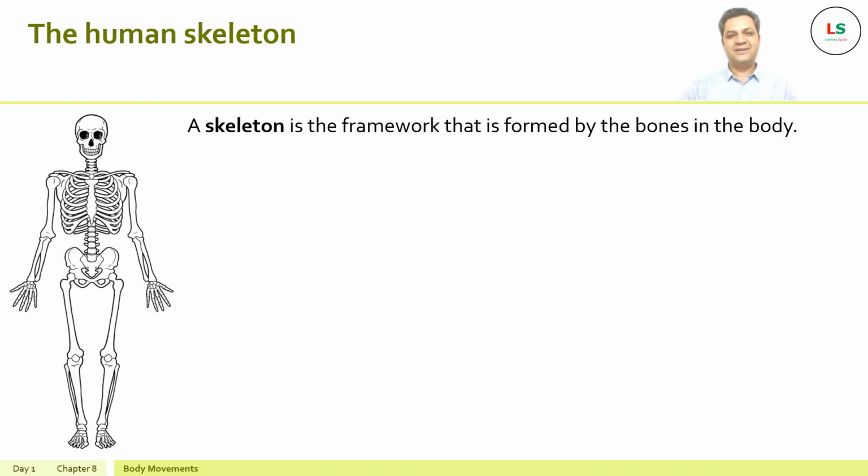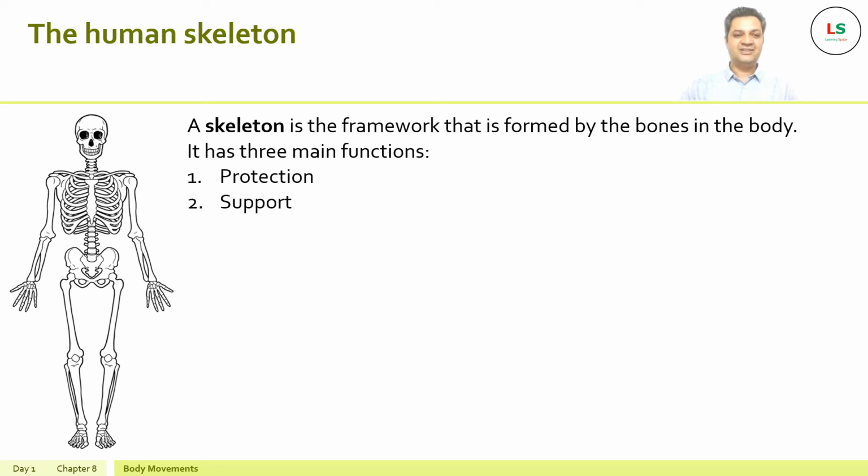A skeleton is the framework that is formed by the bones in the body. It has three main functions. Number 1, protection. Number 2, support. And number 3, movement. It protects the vital organs. It supports and gives the body its shape. And it makes the body move with the help of muscles.